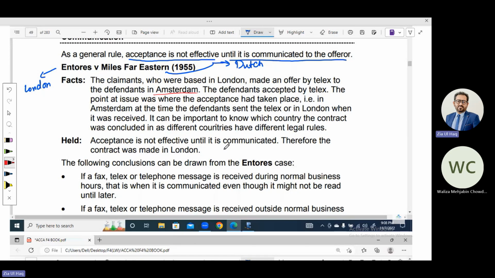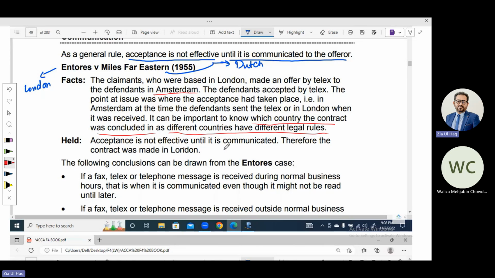So it can be important to know in which country a contract was concluded, as different countries have different legal rules. I mean, if one party has breached the contract after the acceptance, then which country's law the court needs to apply depends upon where acceptance was made. If acceptance was made in London, this court case will be dealt with according to London laws.